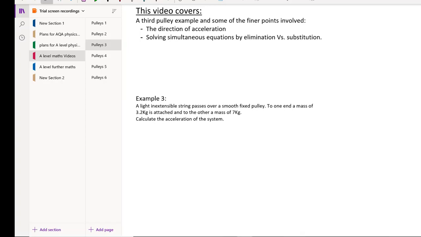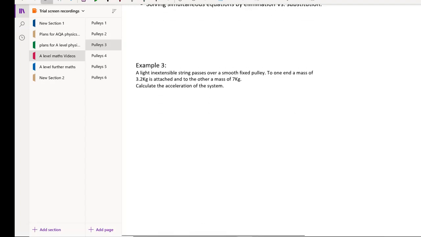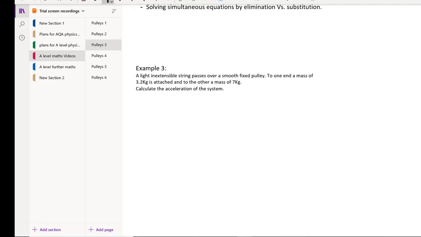As per usual, the first thing to do is to make a picture that details all the information given in the question. So a light, inextensible string passes over a smooth fixed pulley. To one end a mass of 3.2 kilograms is attached, and to the other a mass of 7 kilograms. Calculate the acceleration of the system.